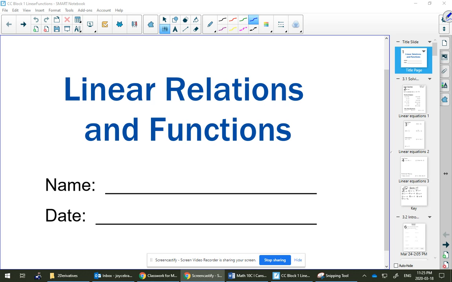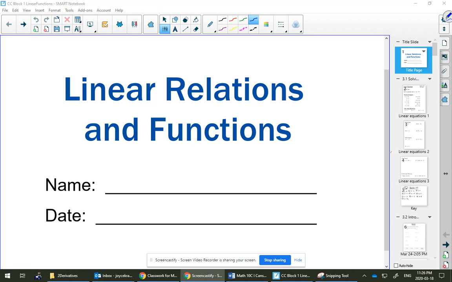All right, so we're just moving on to a new unit. The unit is linear relations and functions. Lots of classes and lots of textbooks will actually teach relations and functions first and then linear relations. I'm going to be teaching you linear functions first, and then in the next unit we'll talk about relations and functions and what is a function.